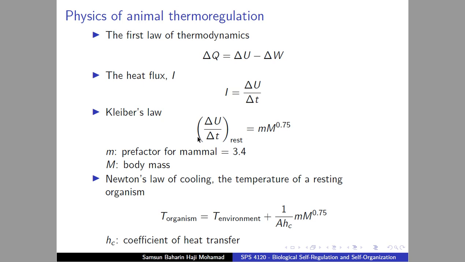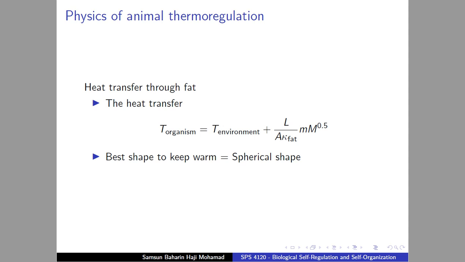And looking at this and Newton's law of cooling from our physics, the temperature of a resting organism equals T environment plus this equation, where H is the coefficient of heat transfer. So we try to adjust our temperature using this value. And heat transfer through our fat.